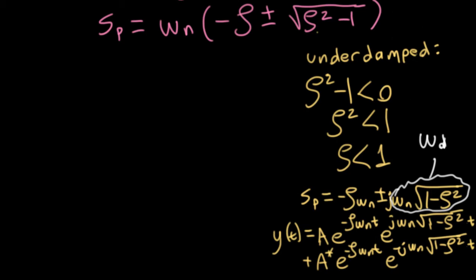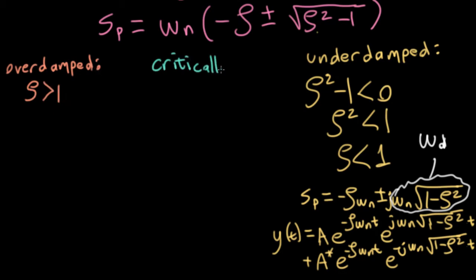So we've looked at the case where we have complex valued poles. What about real valued poles? Well, that's obviously going to be the case where zeta is bigger than or equal to 1. I'm actually going to split this up into two different cases. One case we'll call overdamped, and this is the situation where the damping factor is bigger than 1, and we'll also have a critically damped case, which is this borderline case where zeta is equal to 1.